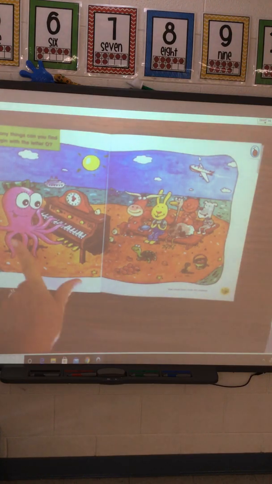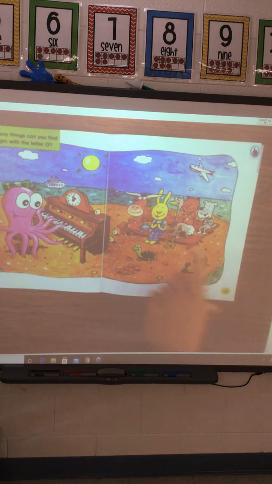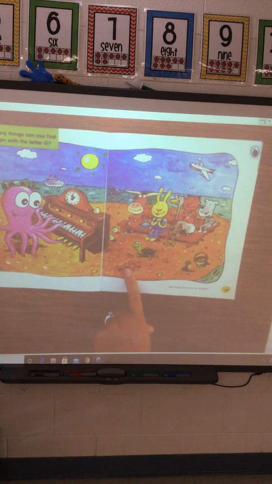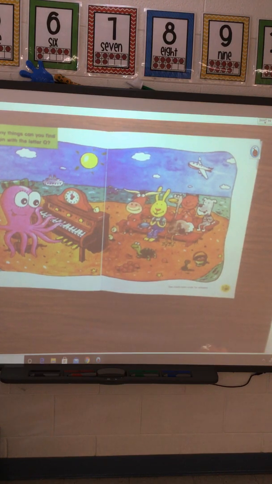So I know octopus begins with a short O sound. I know ocean begins with a long O. I know that ostrich begins with a short O sound. Oranges, that's a tricky one. You do not really hear the sound, but oranges does begin with an O. We've also got the ox. That begins with a short O sound. The bunny rabbit is wearing overalls. That begins with a long O sound.